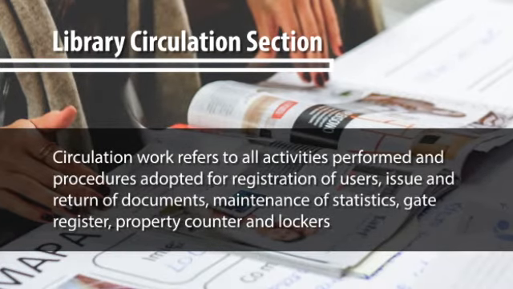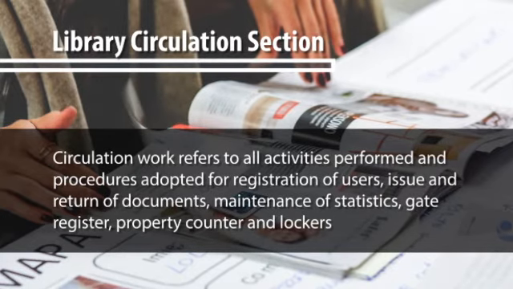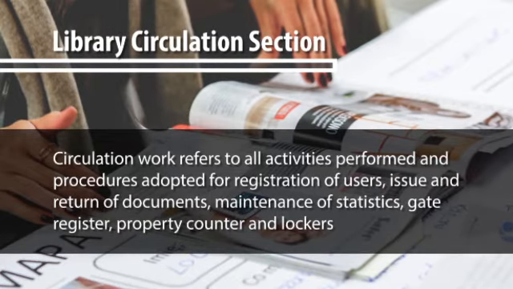Then we have gate registers, showing how many users are coming into the library. We maintain the regular users, that means the users of the institution. We also maintain registers for those users who are not of the institution, but are coming for reference purpose, or for research purpose in the library from other institutions. So proper records are maintained at the circulation section.